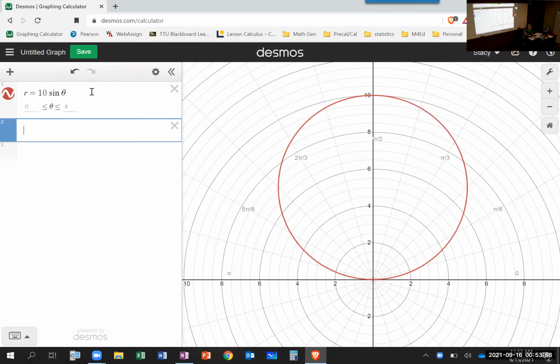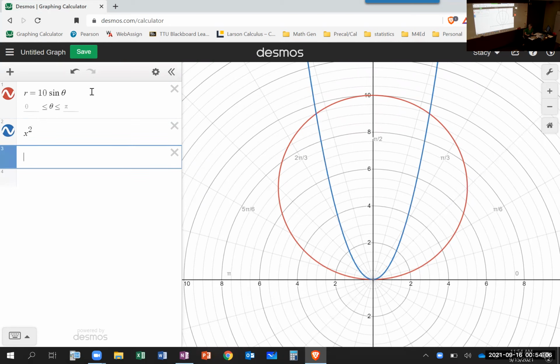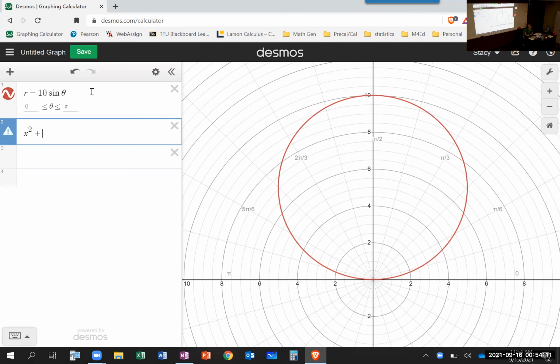And I should be able to say x squared plus, what did we say, y minus 5, squared, is equal to 25. Same thing, isn't it? If I turn that off and turn that on, it's the same thing. Now that's not fun, that's not exciting, that's not pretty, but let me show you another one that would be kind of fun.